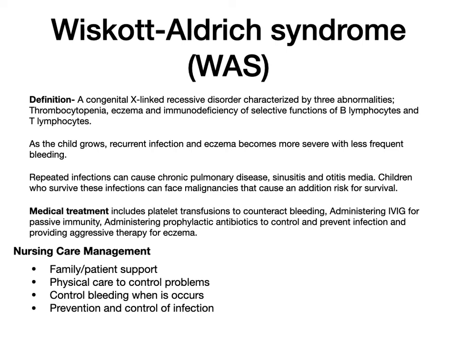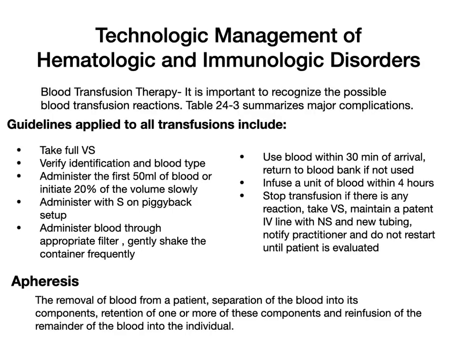Wiskott-Aldrich syndrome is a congenital X-linked recessive disorder characterized by three abnormalities. As the child grows, recurrent infections and eczema become more severe with less frequent bleeding. Repeated infections can cause chronic pulmonary disease, sinusitis, and otitis media. Medical treatment includes platelet transfusions to counteract bleeding, administration of IVIG for passive immunity, administering prophylactic antibiotics to control and prevent infections, and providing aggressive therapy for eczema. Nursing care management includes family and patient support, physical care to control problems, control of bleeding when it occurs, and prevention and control of infection.